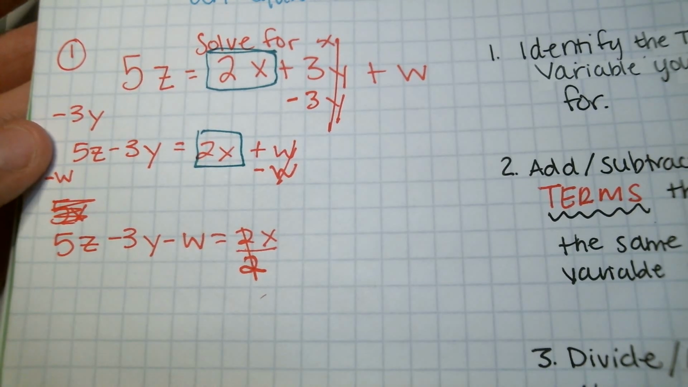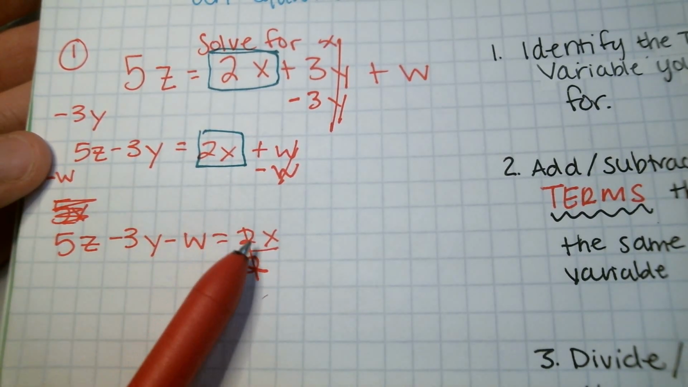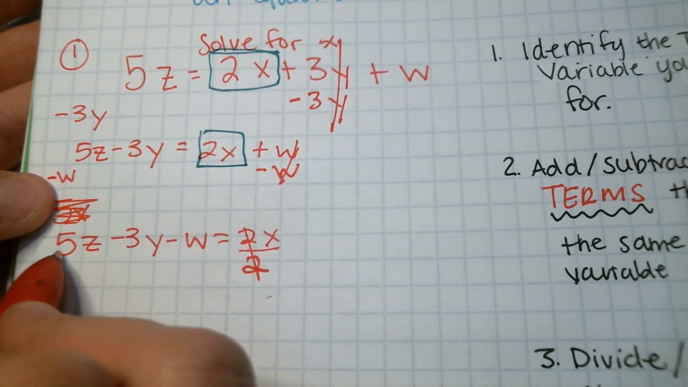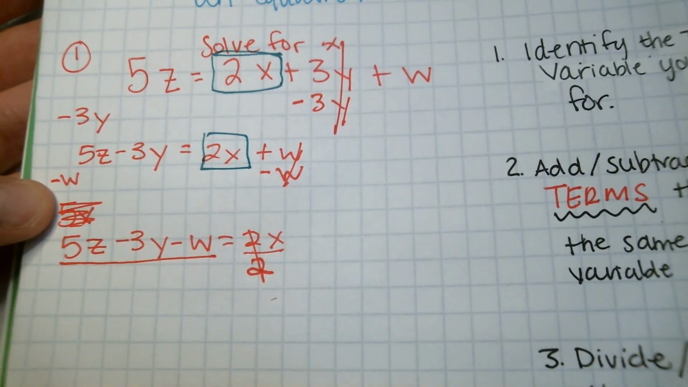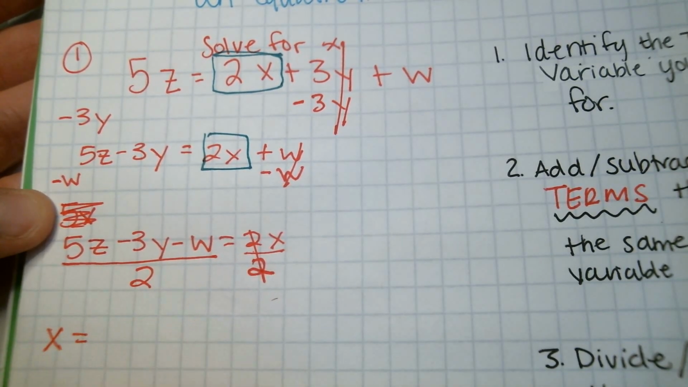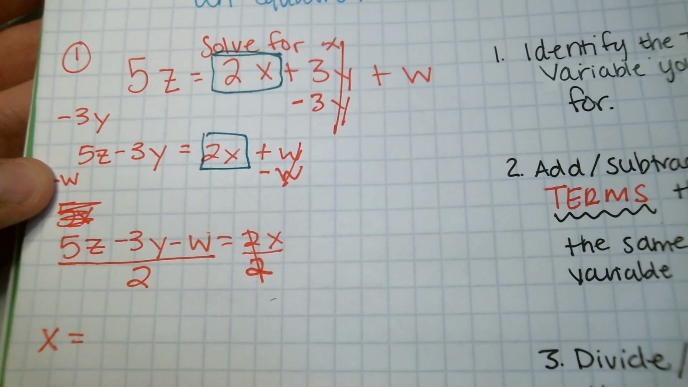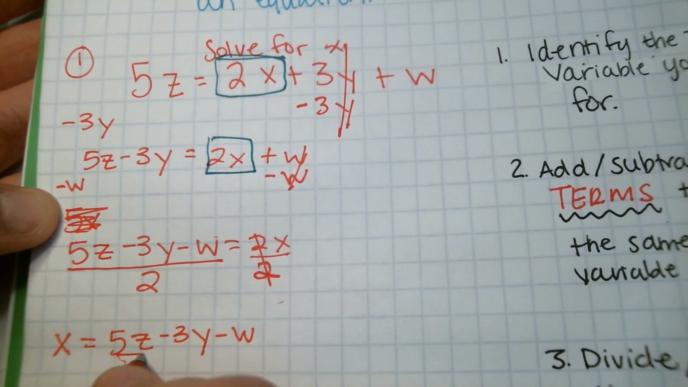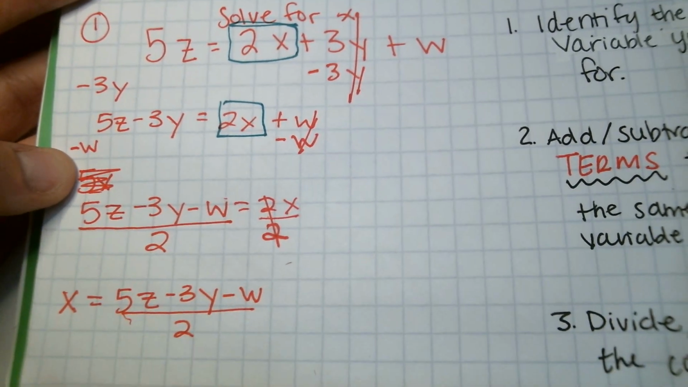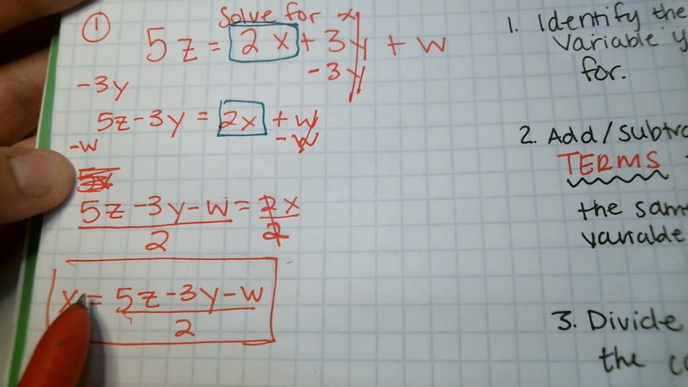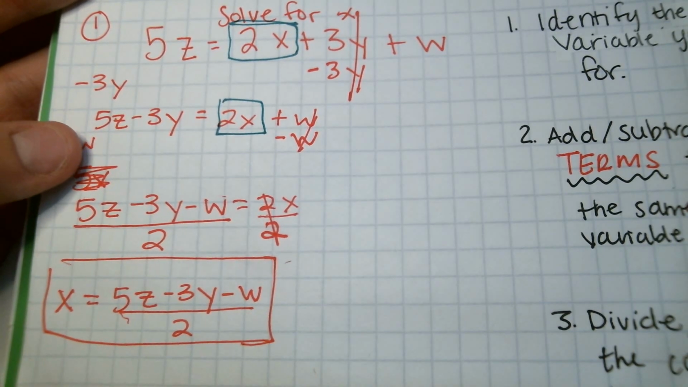Now, equality property of multiplication, if I'm going to divide by 2 on the right side of the equation, I must divide by 2 on the left side of the equation. However, the catch here is I have to divide everything by 2 on the left. So I'm going to rearrange this so that x comes first, x equals, and x equals this whole expression right here. 5z minus 3y minus w, all divided by 2. And that would be your solution. We've rearranged it so that x is isolated, x is by itself, x has been solved for.